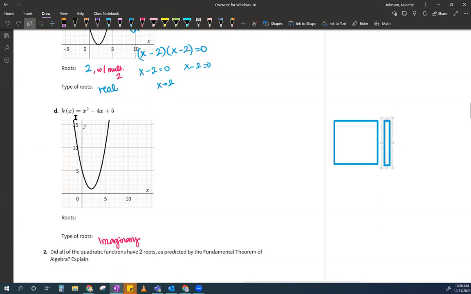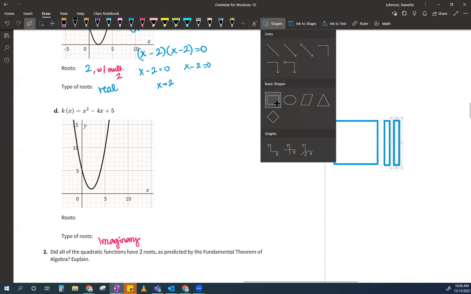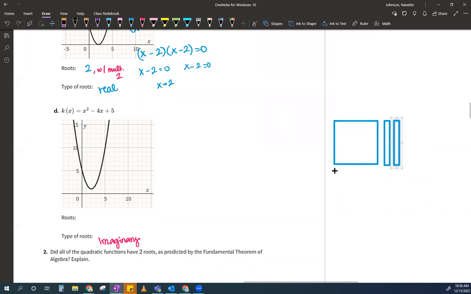When I say complete the square, I'm literally trying to make a square. So I'm going to put 2 this way, and because I'm trying to make a square, I'm going to put 2 this way. Do you see how I'm building my square here? This is the concept behind it.